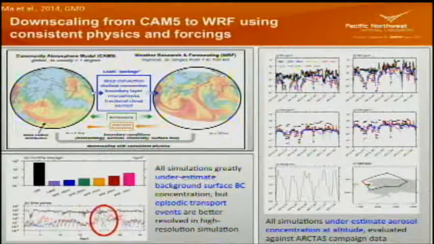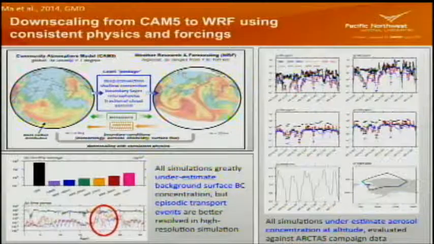You can see that CAM5 doesn't have this plume, but high resolution WRF starts to successfully simulate this plume, and that caused a very big jump and actually reduced the bias compared with observations. So we think that although all simulations greatly underestimate the background surface BC, episodic transport events are better resolved in the high-resolution model.